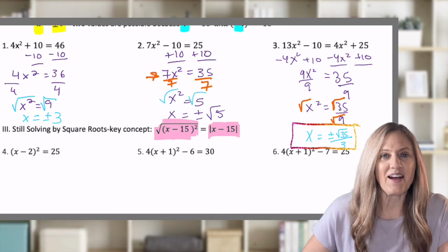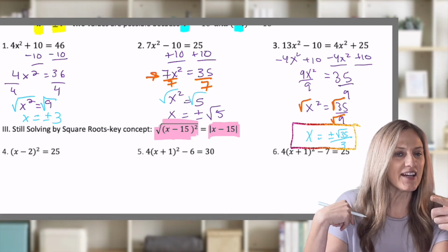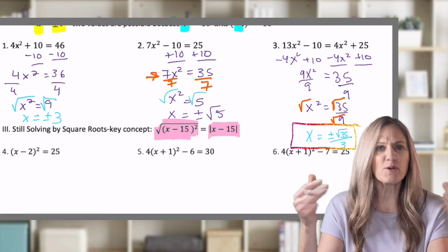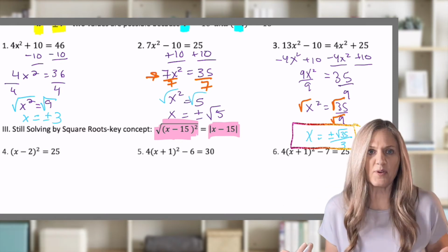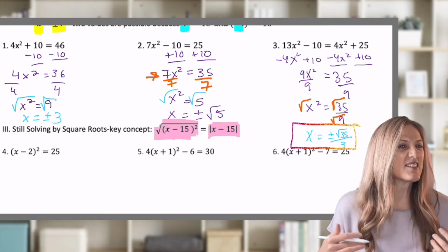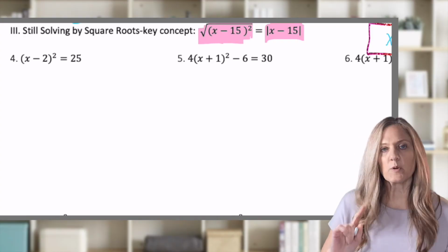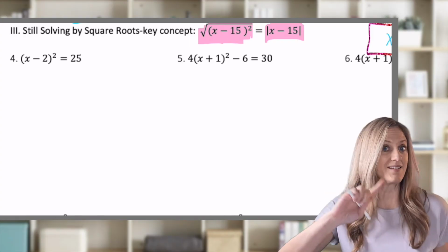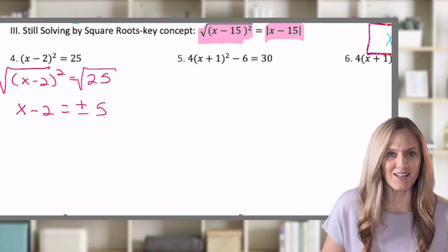One step further now, let's take a binomial squared and then square root it. Well then, of course, the square and the square root undo each other. So in this example, highlighted in pink, we end up with just x minus 15. Okay, look at number 4. Same idea. We're going to go ahead and square root both sides. But remember, when we square root, what ends up happening? Positive, negative. So we end up with x minus 2 equals positive or negative 5.